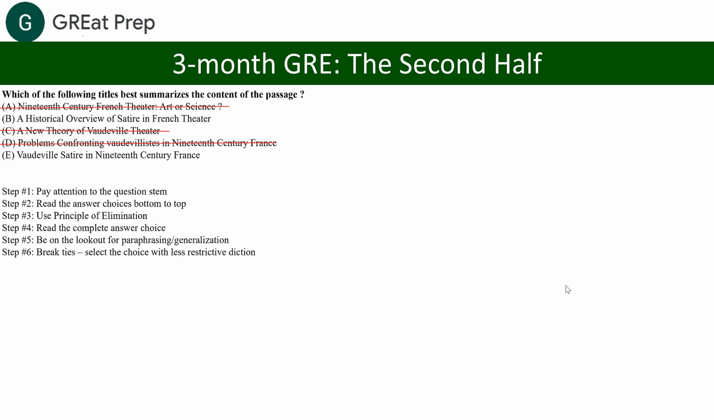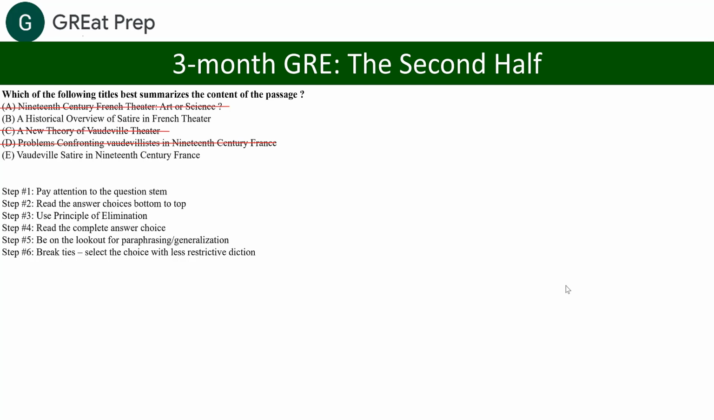You want to select the alternative which is less restrictive in its choice of words. Okay. In the previous question, you chose the one which had the antonym, which is the style of the GRE question makers. But in this case, between option B and E, I will go with option E for the simple reason that the word choice there, the diction, is a little more broad. It talks about the 19th century France as a whole, whereas option B specifically talks about satire in French theater, right?